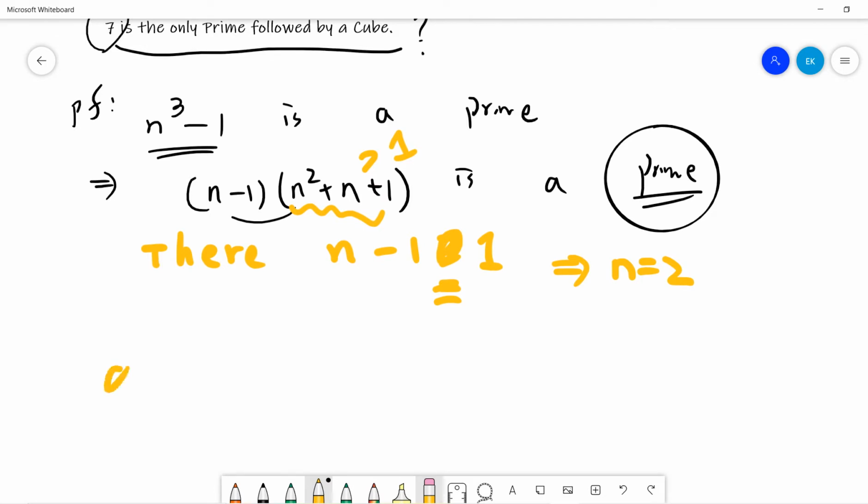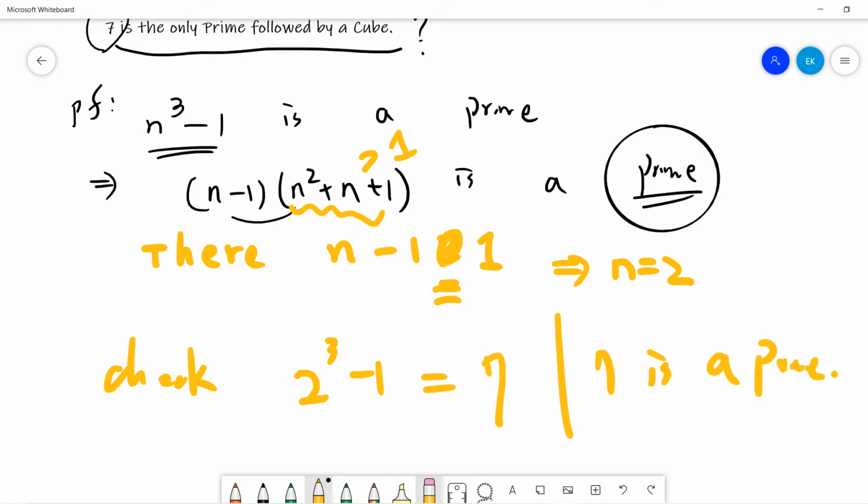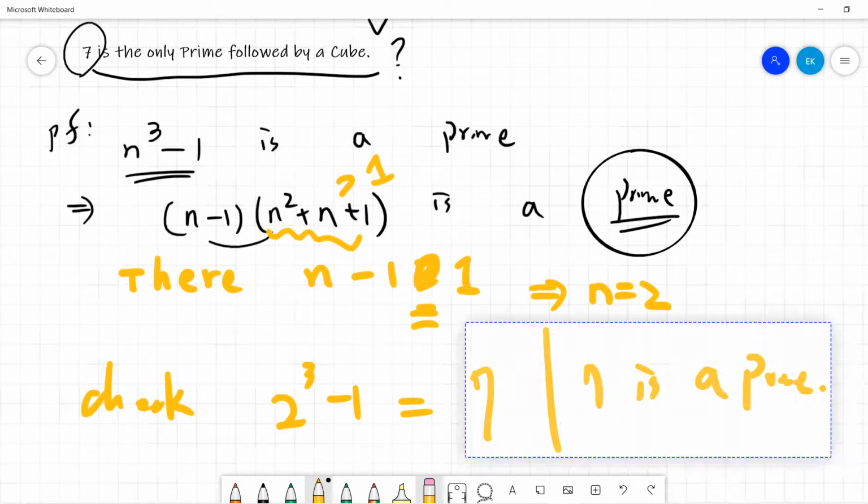So you need to check. 2 cubed minus 1 is 7. So 7 is a prime. So yes, this is a proof.